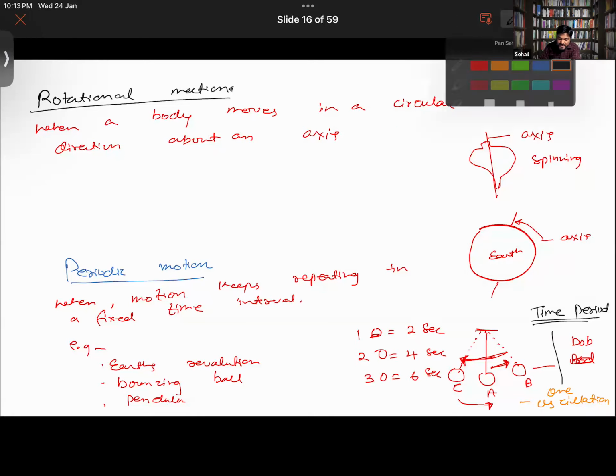So in a fixed time interval, look at the time interval. The time interval here is two. Here also. Time interval means the difference in the time here. The interval means gap, right? So the gap here is of 2 seconds. 2 plus 2, 4, 4 plus 2, 6, right? So in a fixed time interval, a fixed type of motion is being done. Hope you are able to understand this, right?